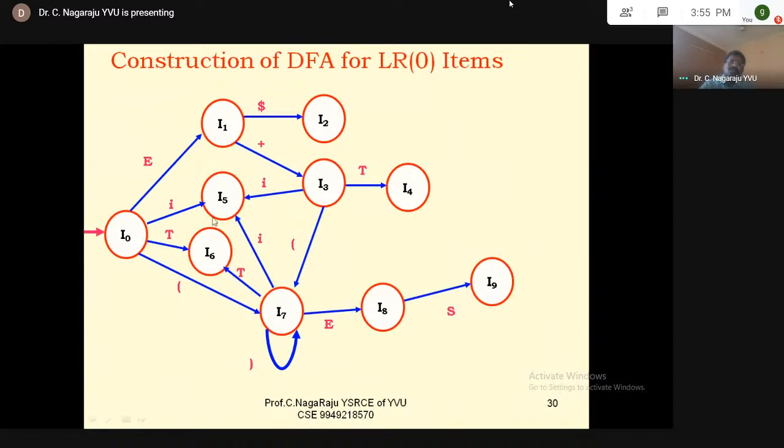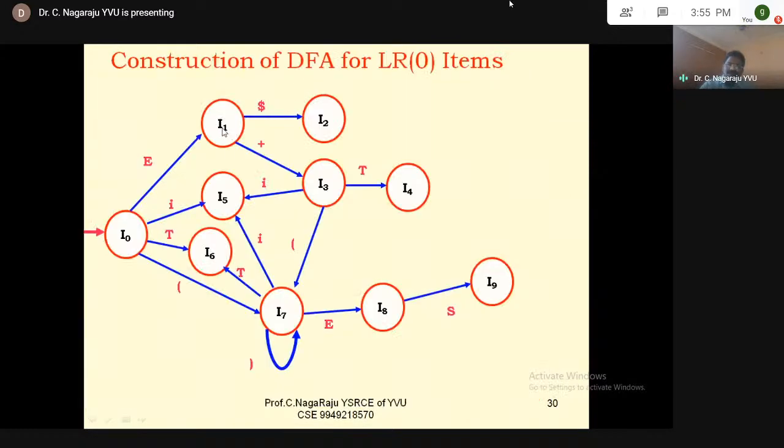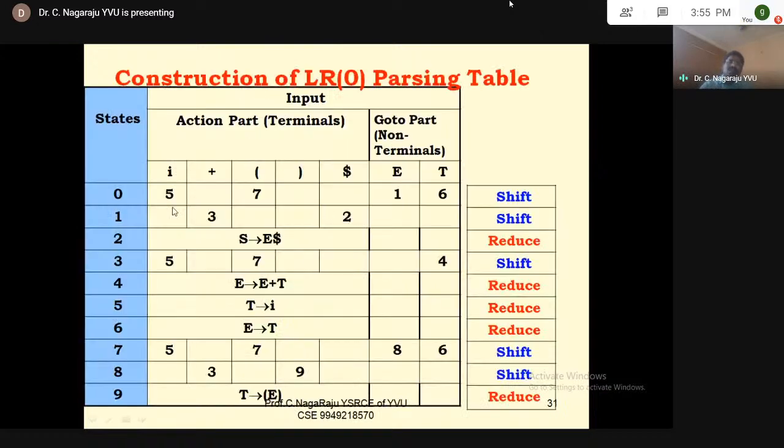Suppose state 1, on input plus, it will enter I3. I1 to I3. So here we can write the state number 3, and I2 on dollar, it will enter into the second state. Suppose on input 1, I1 to I2, it will enter from the I1 state to the I2 state on the given input dollar. So in this way, we can construct all the things.